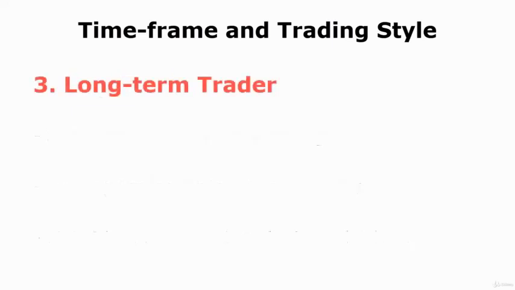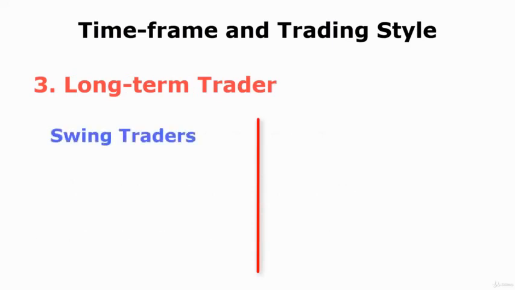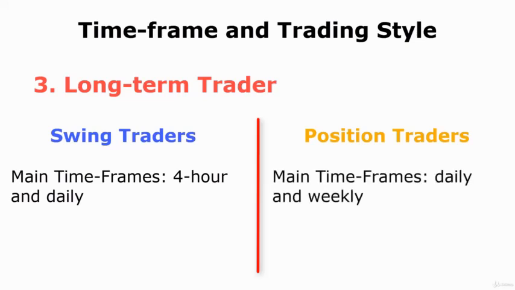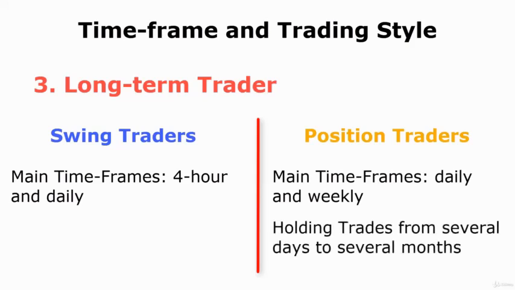Usually this category is also subdivided in swing traders and position traders. Swing traders usually focus on 4-hour and daily charts, but sometimes they also like to use the hourly chart. I'm a swing trader, for example, and I mainly trade the 1-hour chart. Position traders give more importance to daily and weekly charts, and they usually hold their positions from several days to several months.